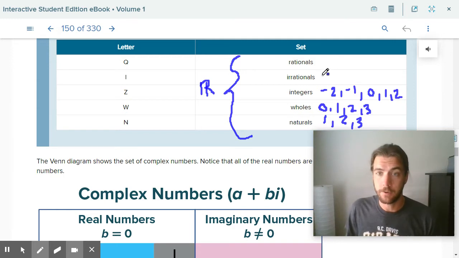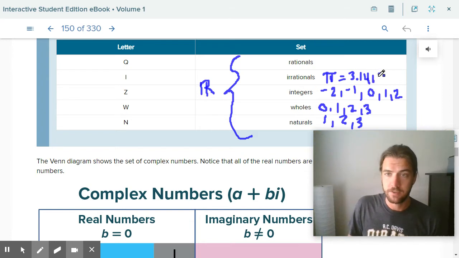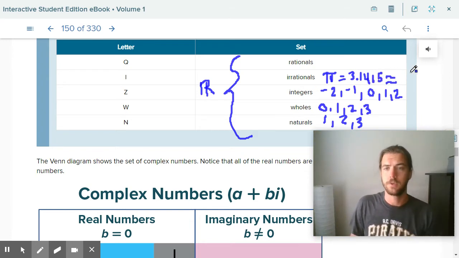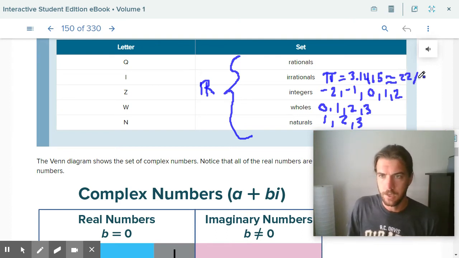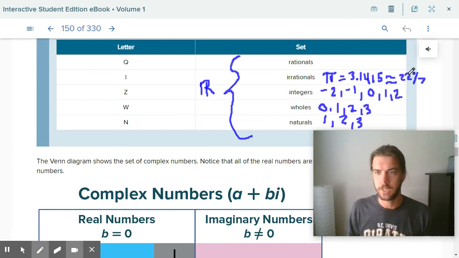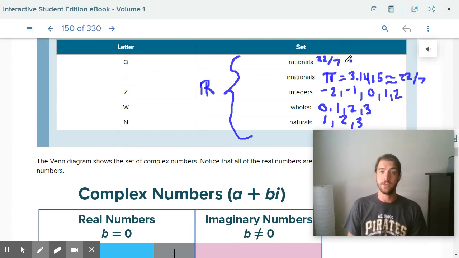An irrational number is a number that does not end. A very famous one would be pi. So pi starts out 3.14, 15. It is very close to 22 divided by 7, but it does not equal 22 over 7. 22 over 7 would be a rational number. A rational number has some definite end to it, like 1/2, 0.5. An irrational number just keeps going and going and going.